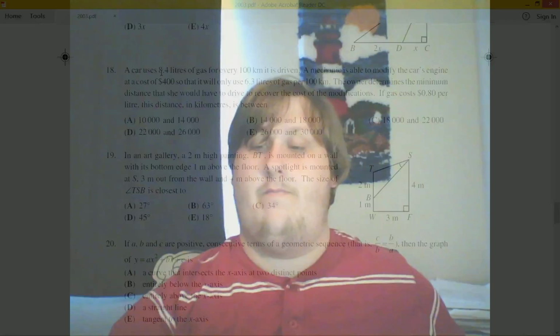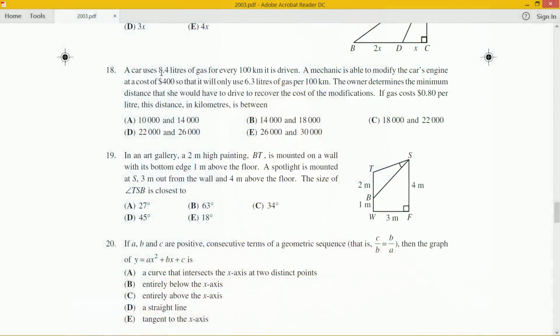So that will be our distance, and what we need to do is perform two calculations or get two expressions. One expression is how much money she would have had to spend on gas to drive that distance D, if she hadn't modified the car. The other calculation is she's paid $400 for the modification plus the amount of money she needed to spend on gas to go that distance with the 6.3 liter modification. And we'll get two equations, and hopefully out of there we'll be able to figure out what D is. Okay? So, let's get to it.